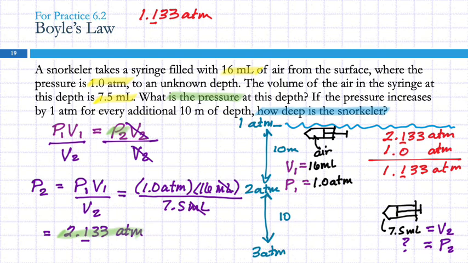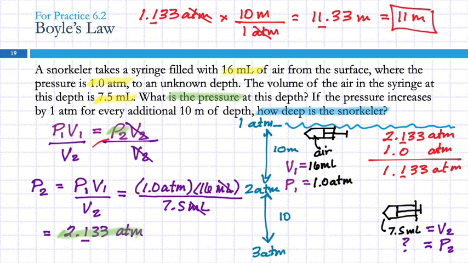So that's the additional pressure, and for every 10 meters, there's 1 atmosphere added. The atmospheres cancel out, and so we're going to get an answer of the syringe was at a depth of 11 meters.